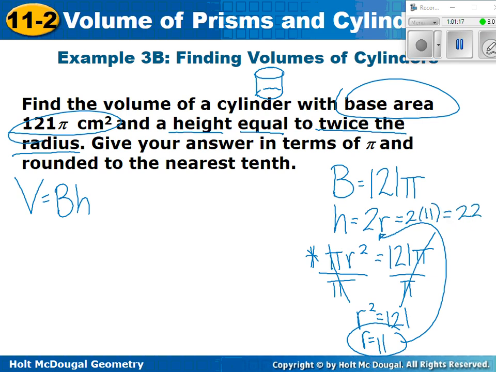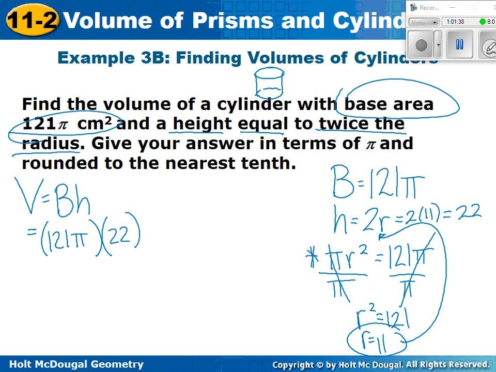So we just had to work backwards real quick to figure out our radius. And then once we found the radius, it's really easy to find the height. So let's plug it in. What was our capital B again? 121 pi. They gave that to us. And the height we found to be 22. It says give your answers in terms of pi and rounded.